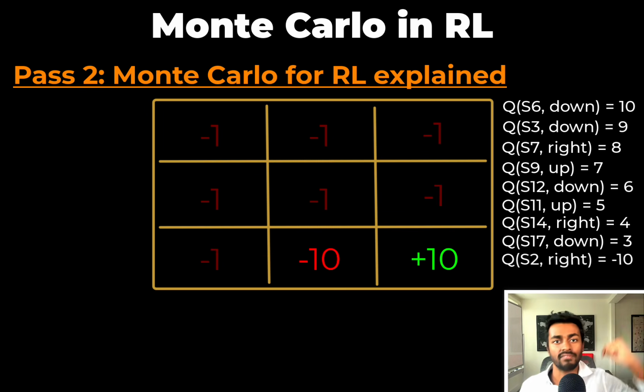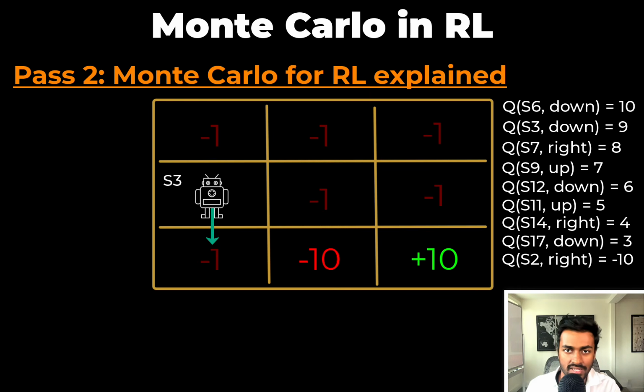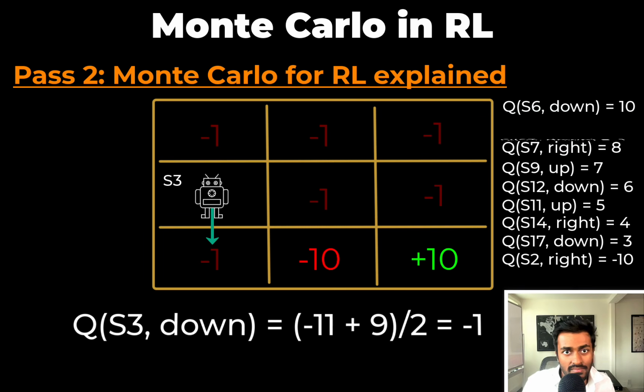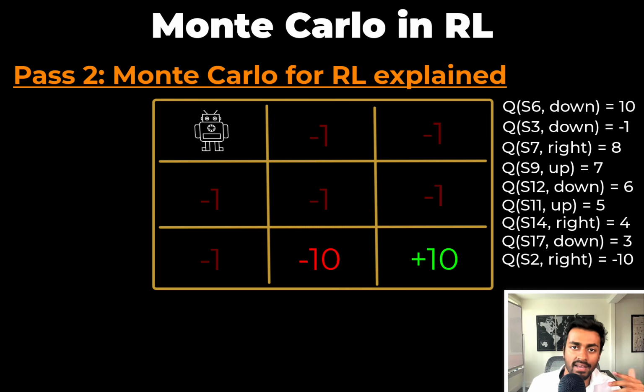Now, in the second from last state, that is the one just before this, we were in a state S3 and we decided to go down. So the future total reward was the -1 plus the -10, which is -11. But we know that from the previous episode, we saw that Q of S3 down was +9. And so we could probably just take some average of these two. And then we just keep backtracking until the start.